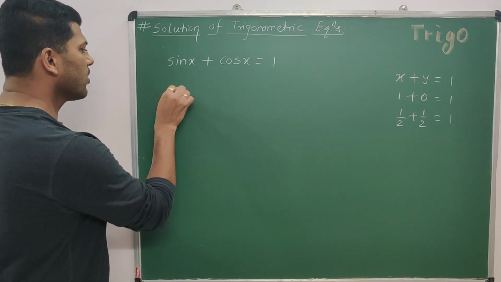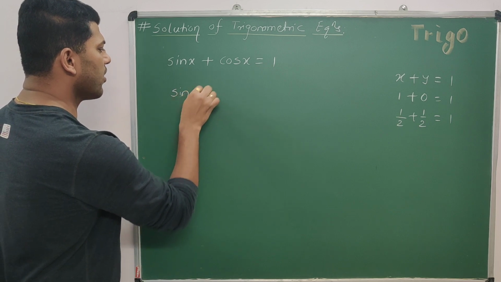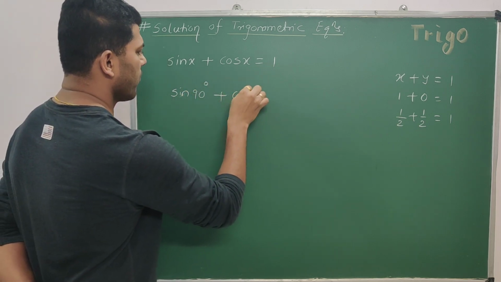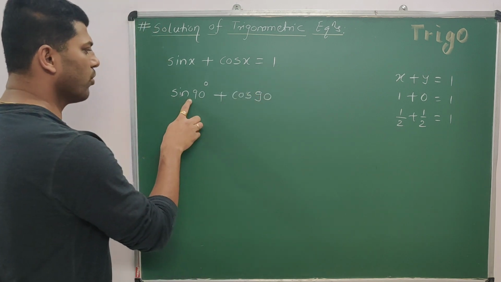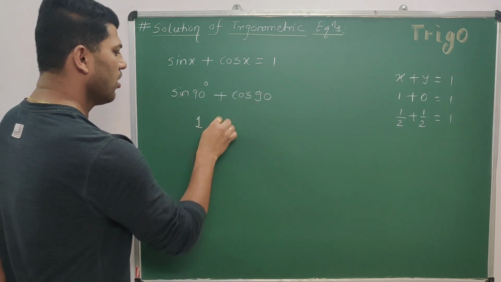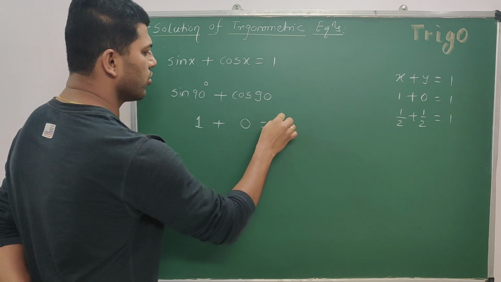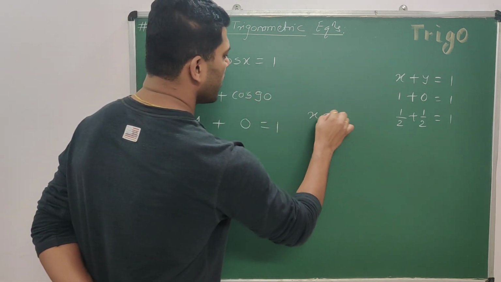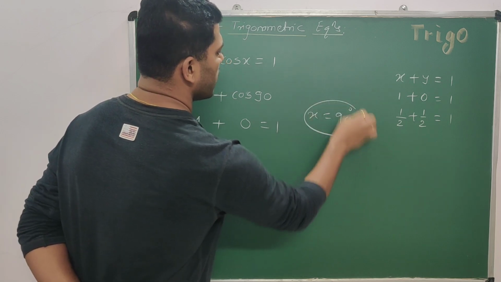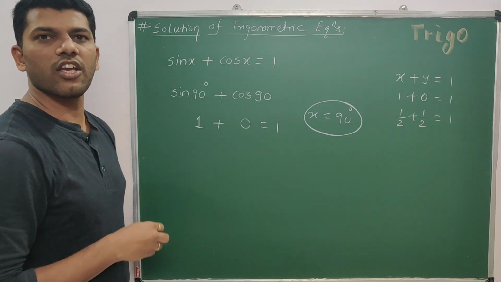If you consider x as 90 degree, right? So let's consider x as 90 degree. What is the sine 90 value? 1. What is the cos 90 value? 0, which is equal to RHS. It means 90 degree is a solution of this trigonometric equation.